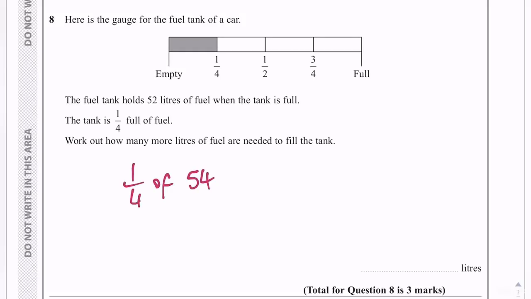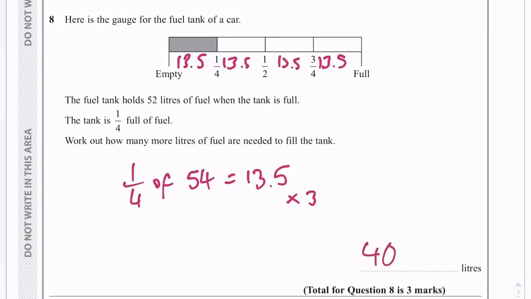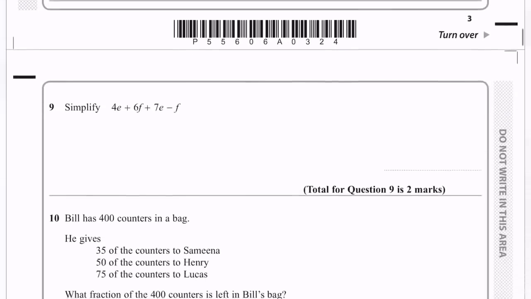It's not very nice, so let's do that on the calculator. So 52 divided by 4 gives us a quarter, and a quarter of that is 13. That means every little quarter here is 13, and we have 3 more of them to fill up. So if we do 13 times by 3, we get an answer on the calculator of 39 litres. There we go, that's how much more is needed to fill up the tank.